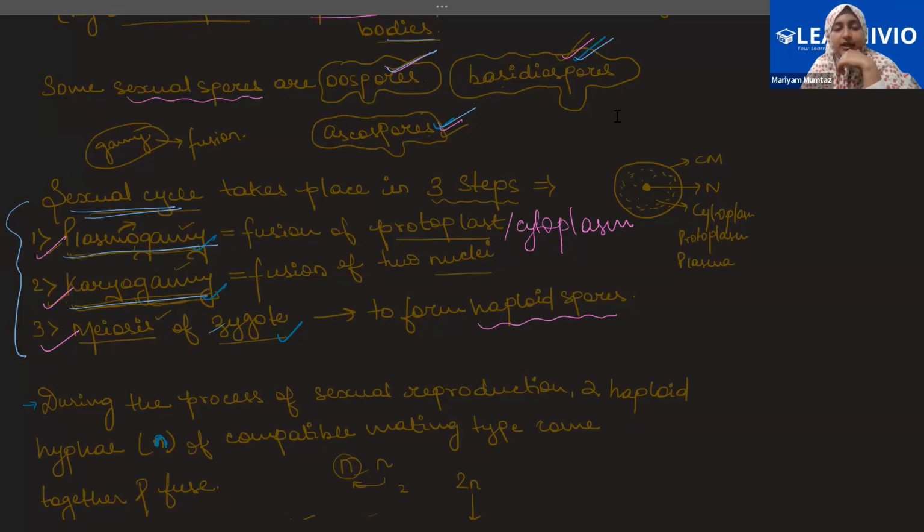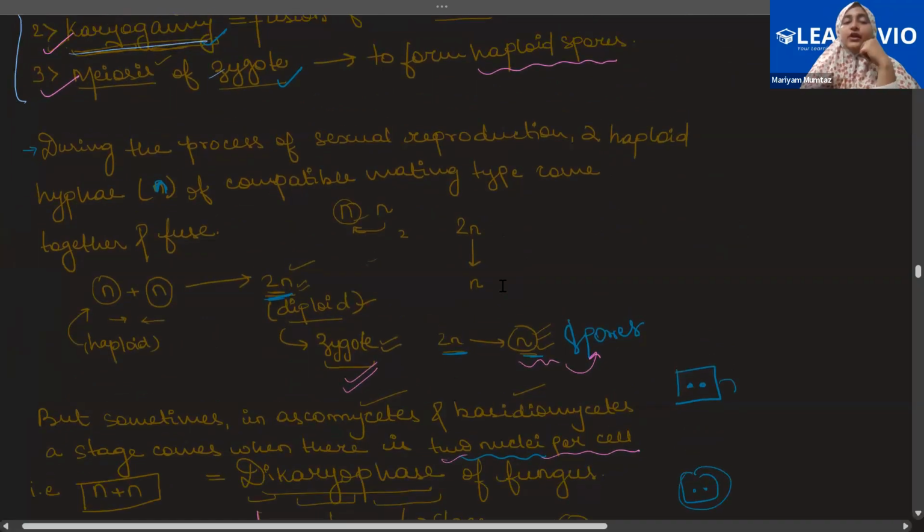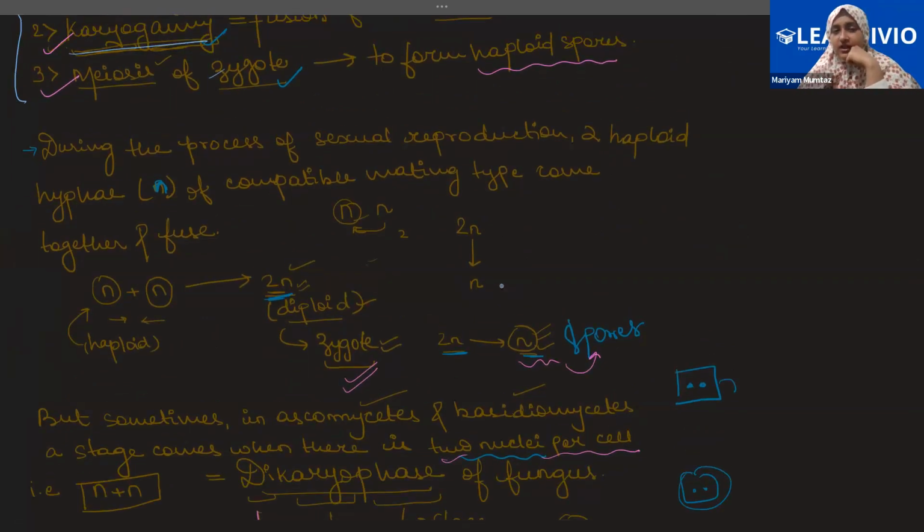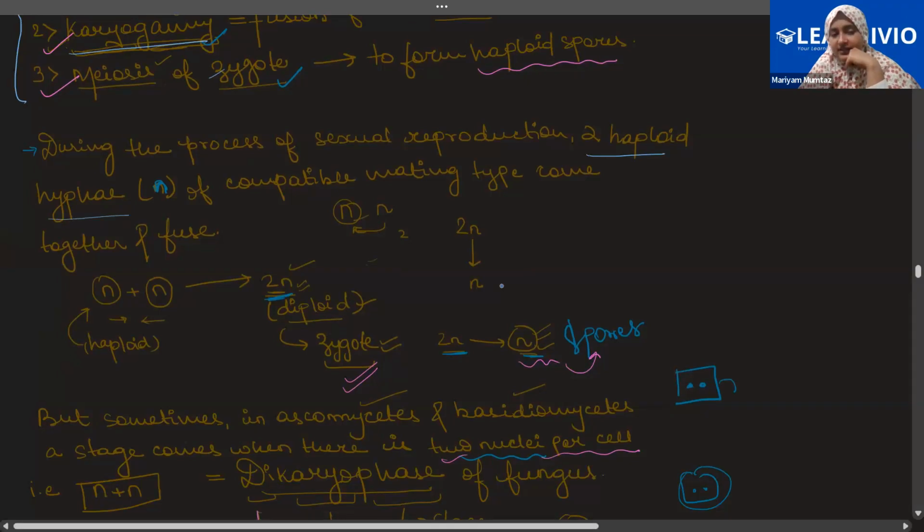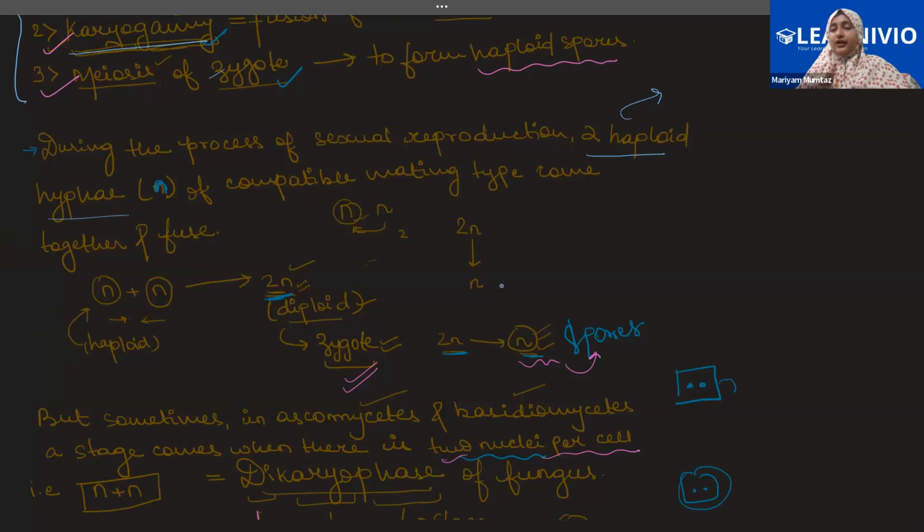Now moving forward, during the process of sexual reproduction, two haploid hyphae, that is N. Haploid means what? Can someone explain what is haploid and what is diploid? Diploid is like they'll have only one DNA, and haploid where they'll have two DNAs. Not actually DNA, but you can say when they have two sets of chromosomes, then that is diploid. And when the organism has only one set of chromosomes, then that is haploid.